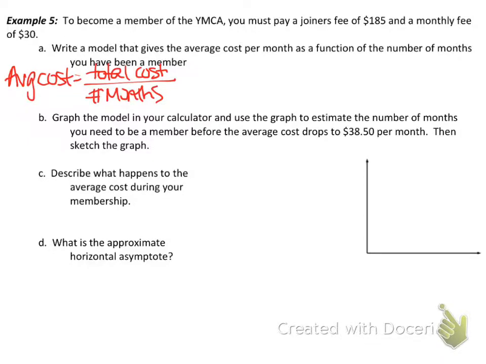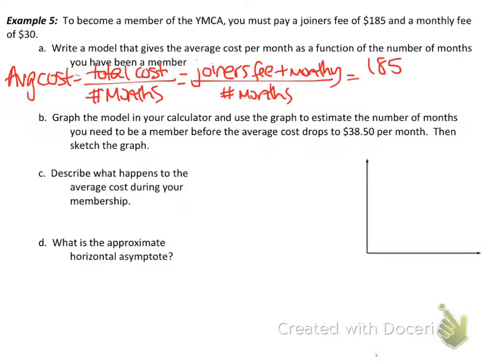So what goes into the total cost? Well, we've got our joiner's fee, and then we've got whatever we're going to pay every month. And again, we need to divide that by the number of months. So our joiner's fee is $185. We pay that just once, so we're not going to multiply it by anything. And then we pay $30 per month, but that's not just a one-time $30 fee. We need to pay that every single month, just the $30. And again, to get an average cost, the number of months, again, is divided by m.